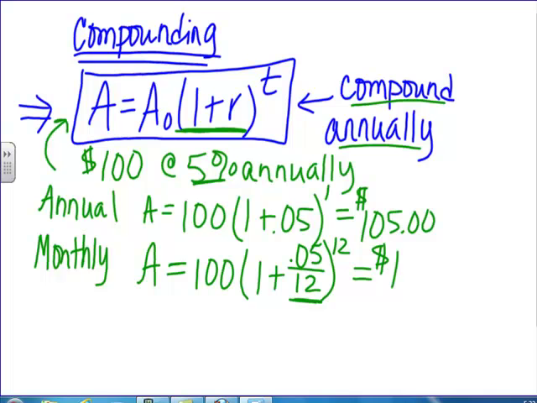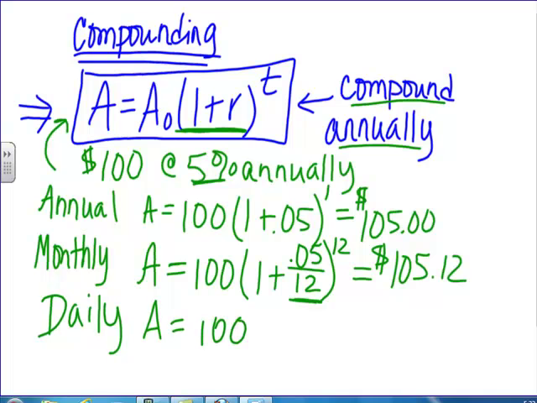And so what ends up happening, instead of having $105 at the end of the year, you end up with $105.12. Hopefully this makes a little sense, because it seems like your money's making more money for you. So then you might say, well, let's just go for it. Let's do daily compounding. Okay, so daily compounding, then we start with that 100.